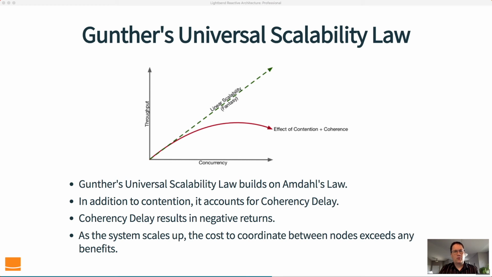So this is a problem when we're building distributed systems, and it's something that we have to take into account. Remember, we want to try to get as close to our linear scalability line as possible. We understand that that's a fantasy and we're probably not going to get there, but we want to try to get as close as possible. And in order to do that, we have to factor in things like Gunther's universal scalability law.